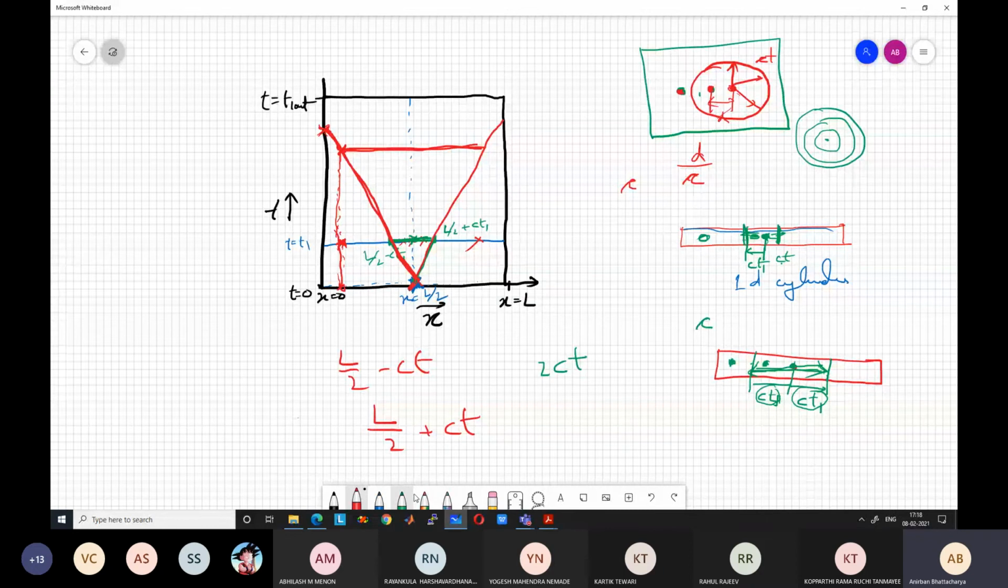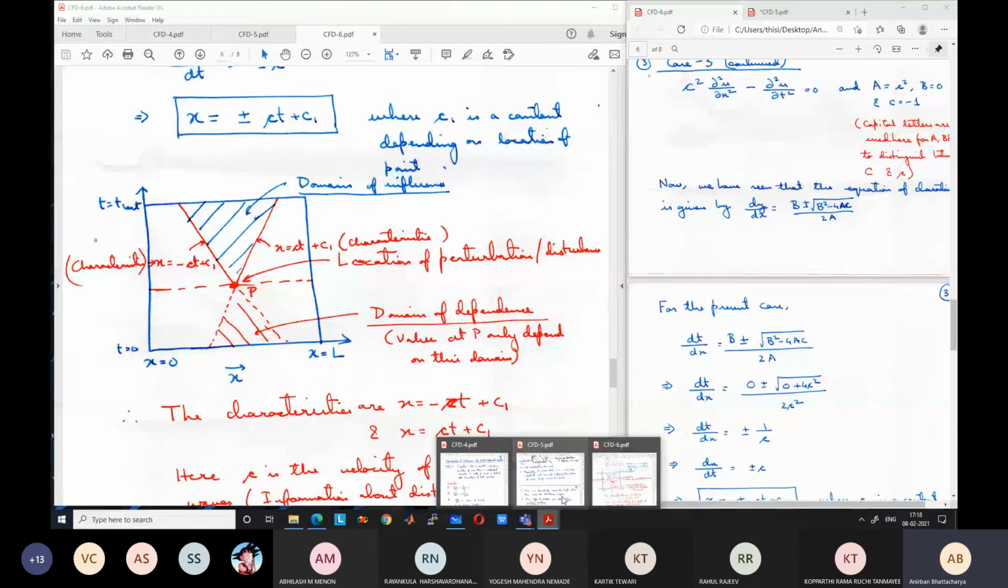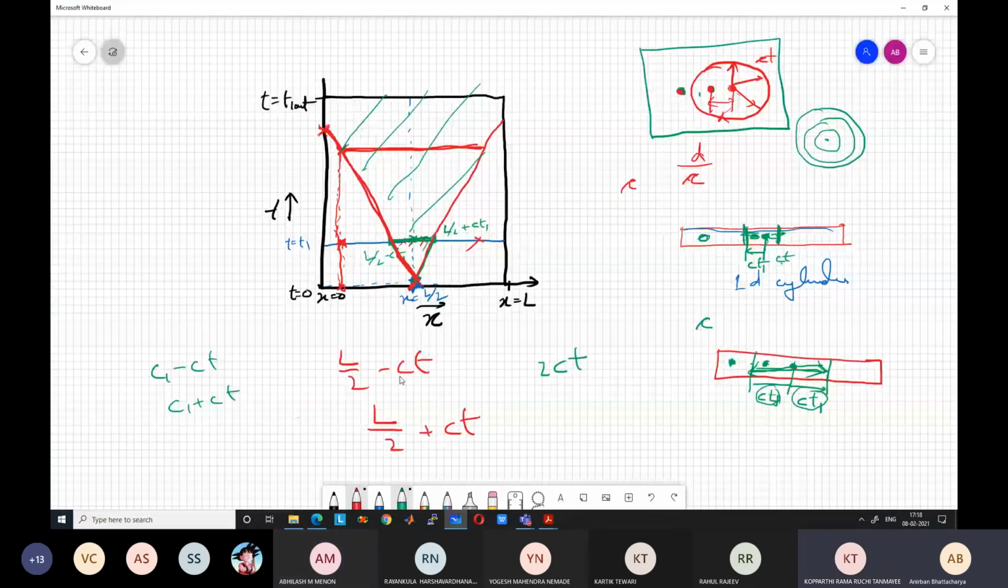So this is the same as C1 minus Ct and C1 plus Ct. Here the value of C1 is L by 2. In the equation that we have derived, C1 minus Ct and C1 plus Ct, the constant C1 depends on the location. Here the value of C1 is L by 2, so our characteristic lines are L by 2 minus Ct and L by 2 plus Ct. Is it clear to everyone? Yes, sir. Okay, good.